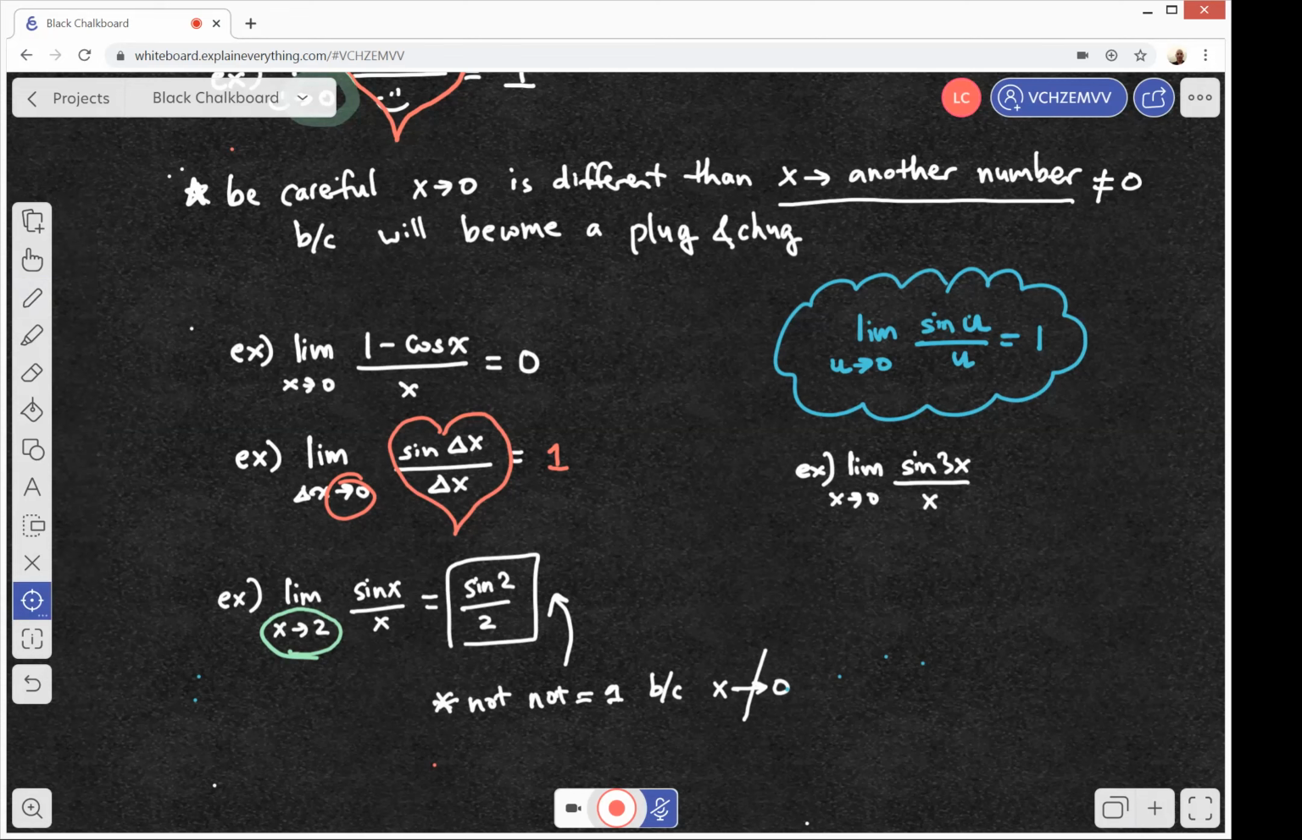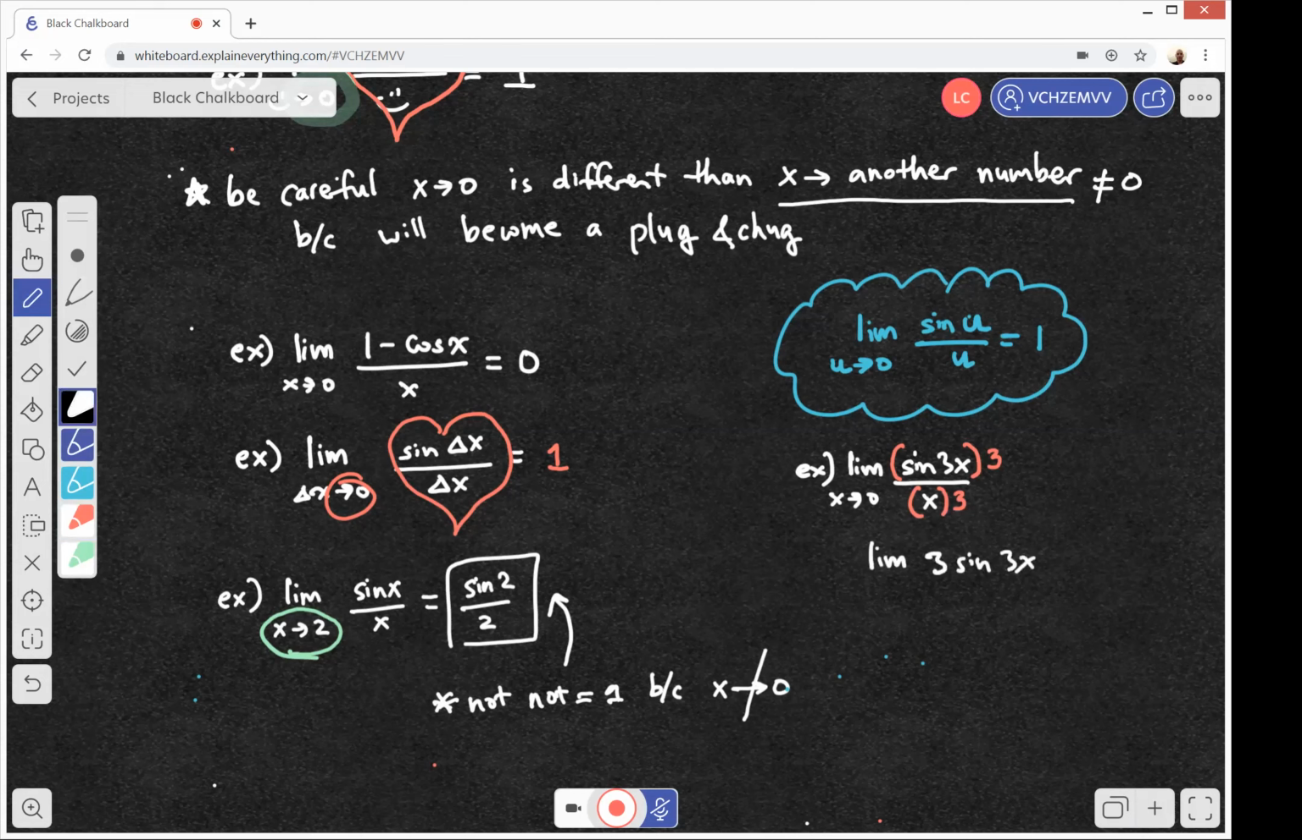What we're going to do is multiply the top and bottom of that fraction by 3. So we're going to multiply this whole fraction, the numerator by 3, and the denominator by 3. So we end up having the limit of 3 sine 3x over 3x, because x times 3 is 3x, as x approaches 0. And now we have a match. This becomes 1.